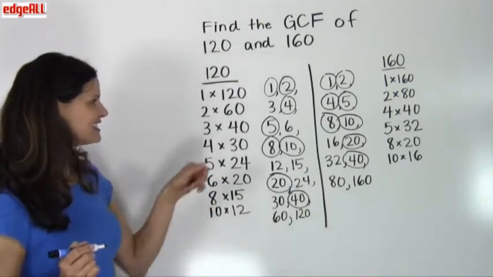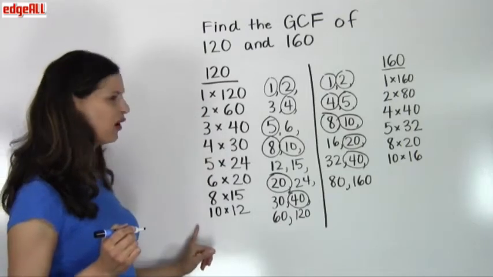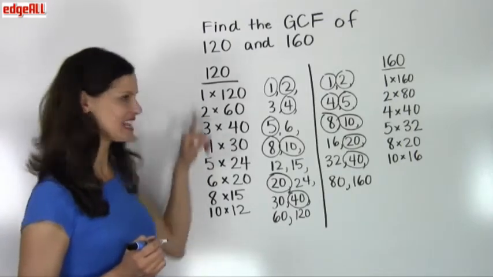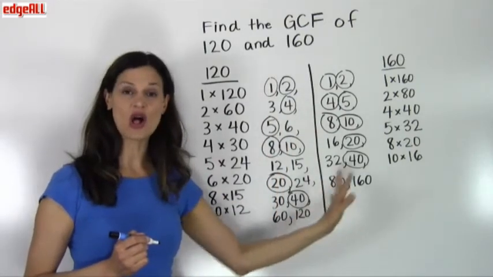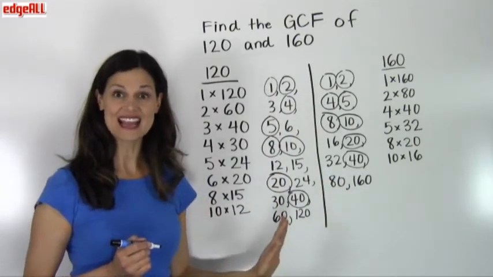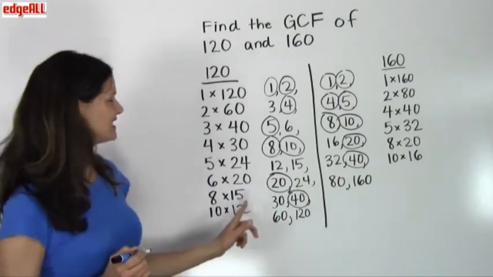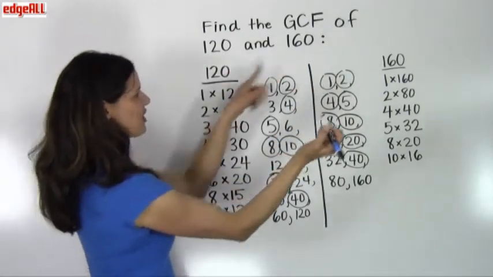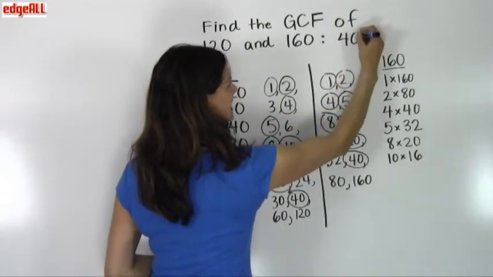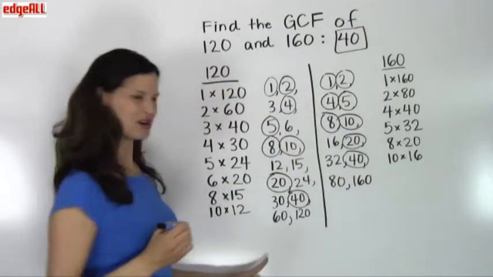And so from listing out the pairs of whole numbers that multiply together to equal our number, and listing the factors, and then circling all those that are common and finding the greatest of those, we see again that our greatest common factor of 120 and 160 is 40.